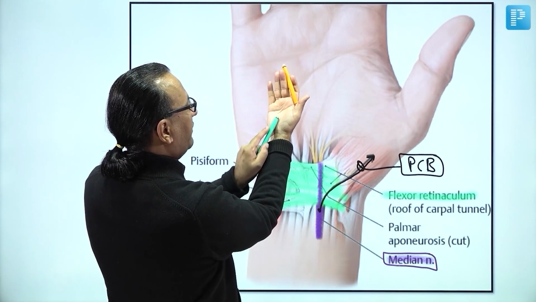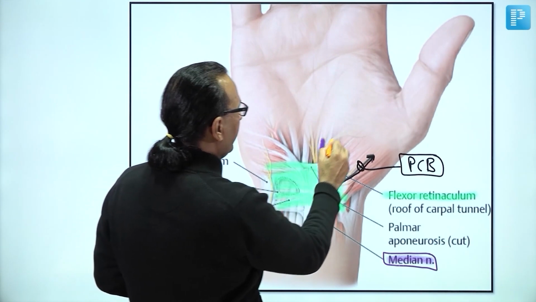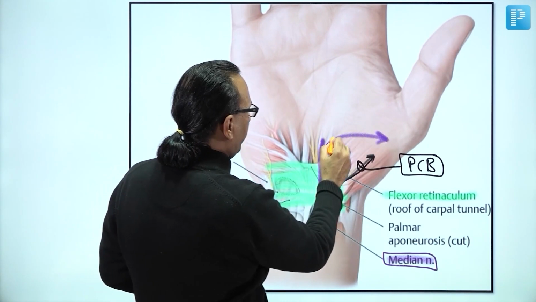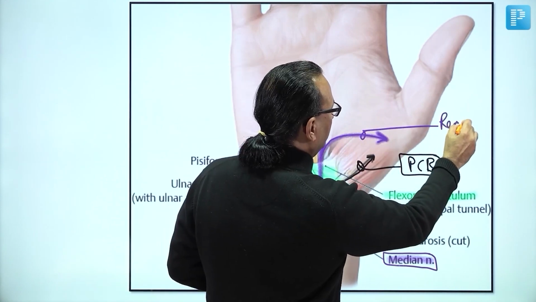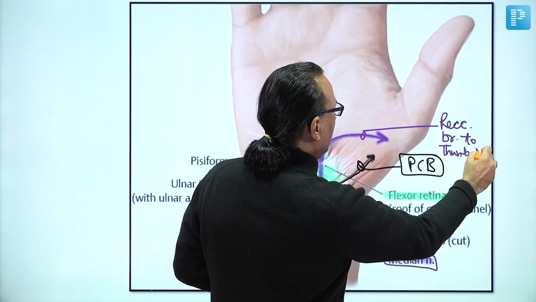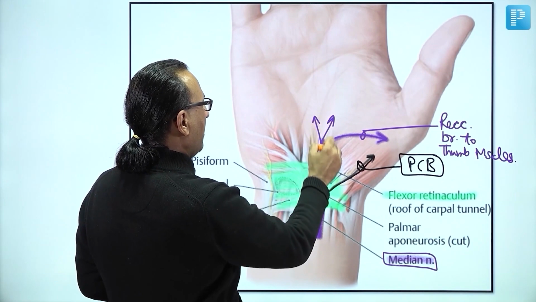And then the median nerve is passing deep to the flexor retinaculum. As it reaches here, we have seen it will give one recurrent branch. This recurrent branch is going to supply the muscles of the thumb region. So, recurrent branch to thumb muscles. And then it will also be giving the cutaneous branches for the 3.5 fingers.